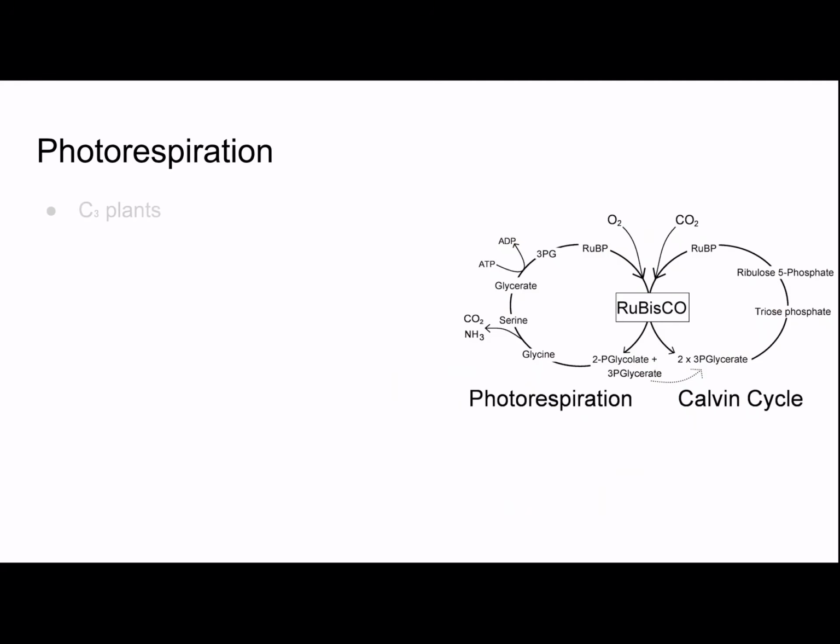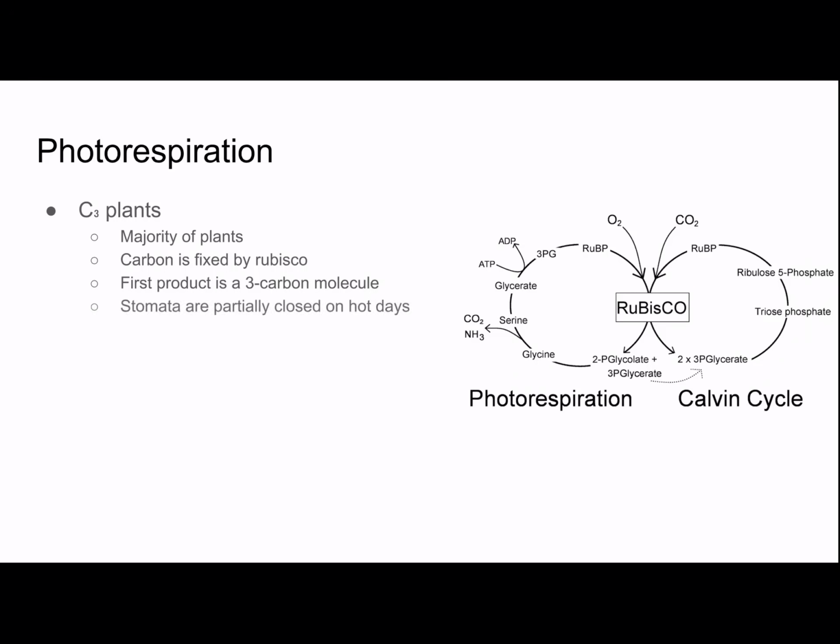Photorespiration. So let's start with C3 plants. That's what we were talking about. It's the majority of plants. And this is where carbon will be fixed by rubisco, that enzyme I mentioned. And it's called a C3 plant because the first product is a 3-carbon molecule.